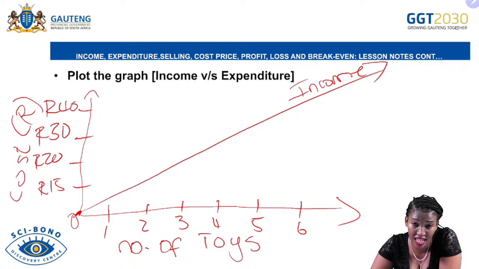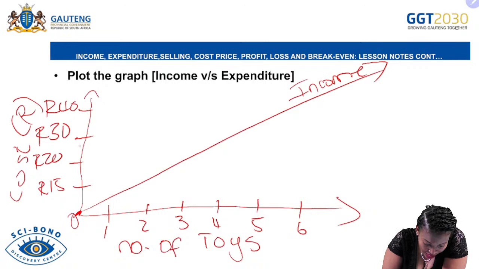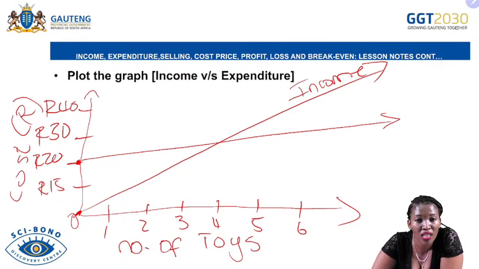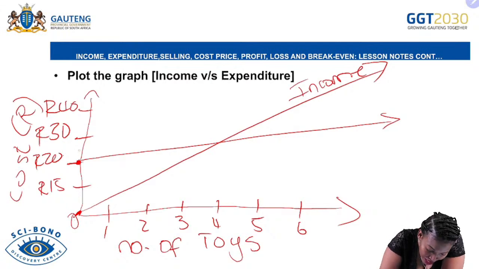Are we okay, guys? And then you've got your fixed expenses graph. Your fixed expenses graph is not going to start at 0, but it's going to start at 20 rands. What does this mean? Why does it start at 20 rands? It means this 20 rands is your fixed expense.